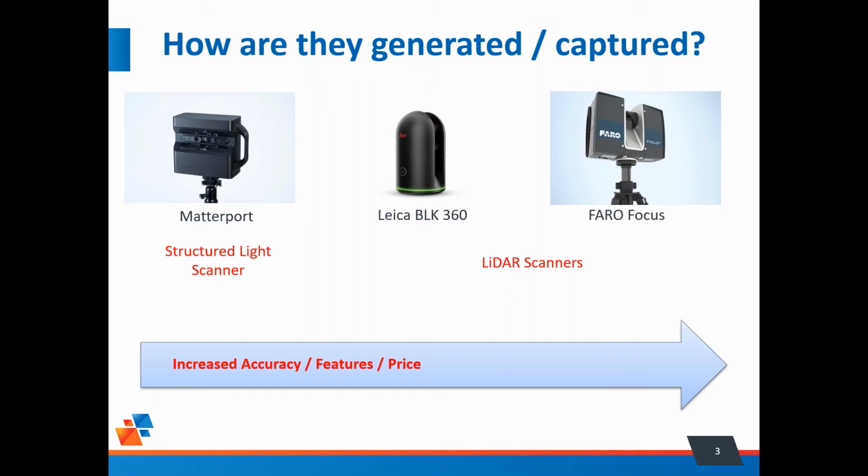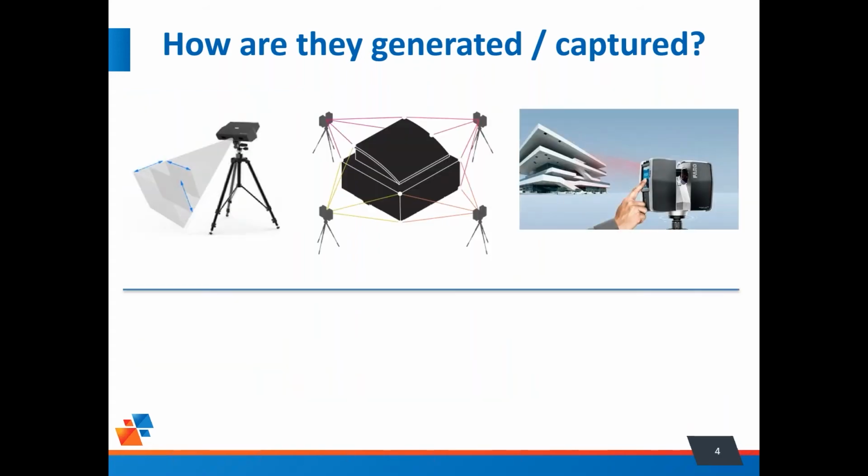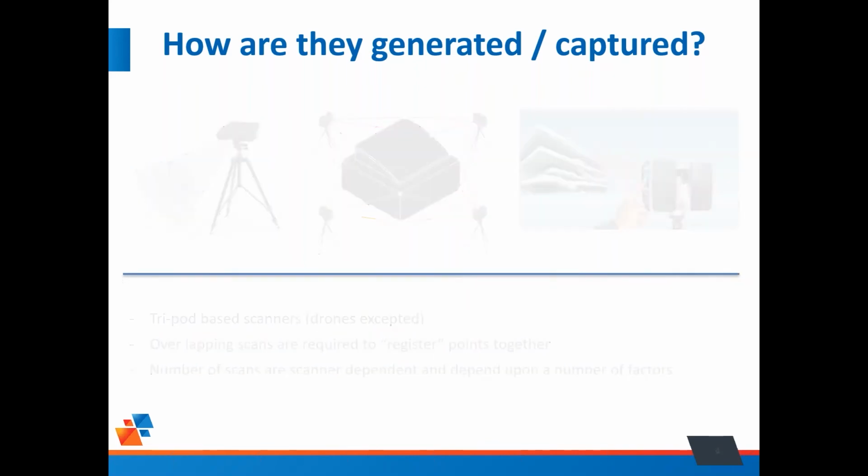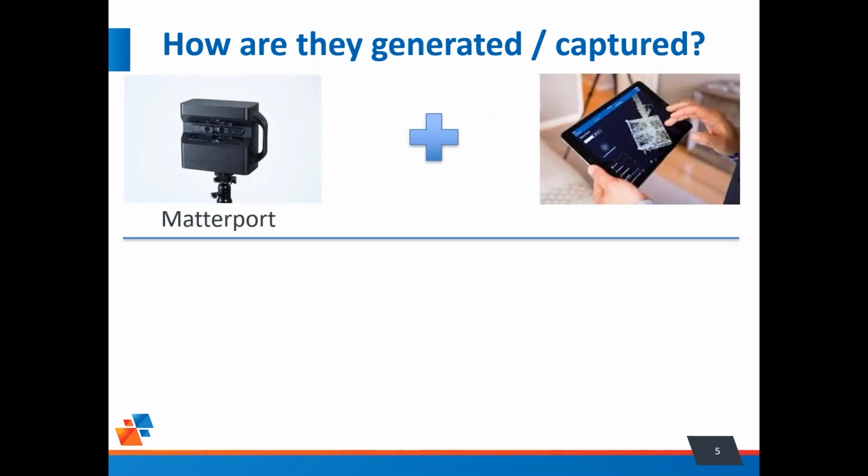And so they capture data by rotating 360 degrees, capturing the location of objects that are within their range. So what happens is essentially we're moving the tripod-based scanners, taking overlapping scans, which then get registered together to create an overall point cloud. So the number of scans that you take would be scanner dependent, and also dependent on a number of other factors. So let's look at Matterport to begin with.